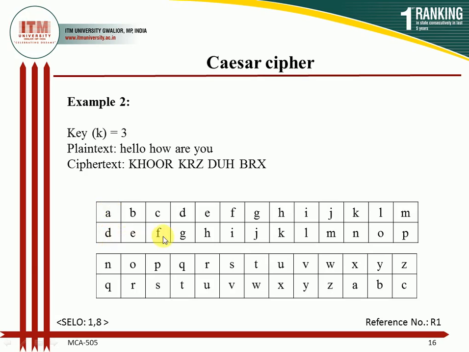So D E F G H I J K L M N O P Q R S T U V W X Y Z, and after the Z, what do we do? You repeat the alphabets, A B C. So this starts from D E, and whatever alphabets you removed comes at the end, right? So this is the way.